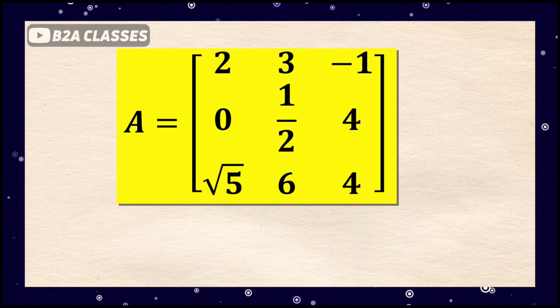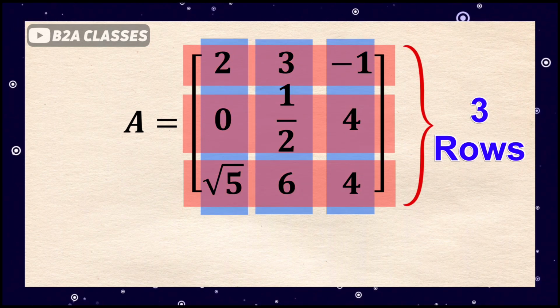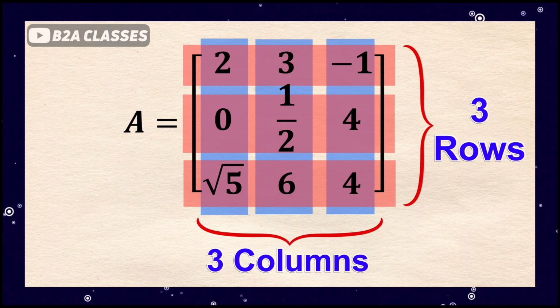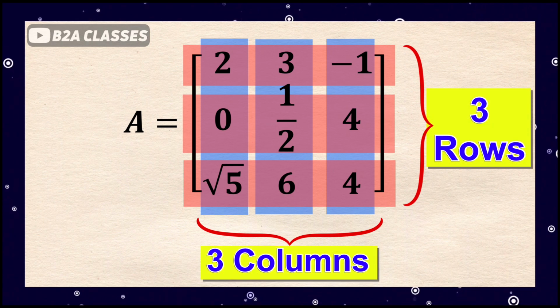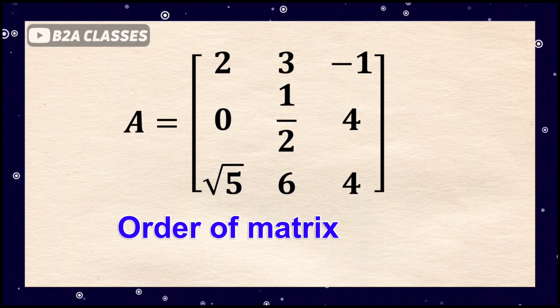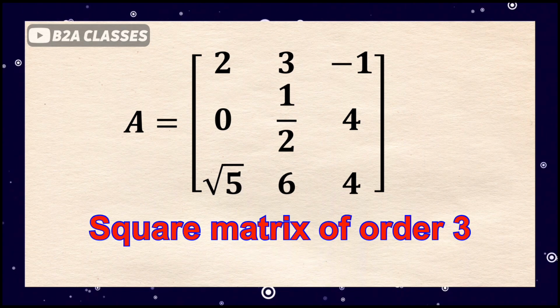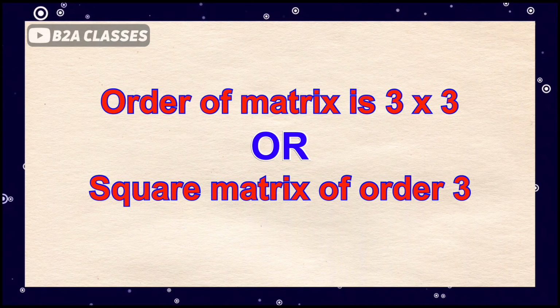In the given matrix, you can clearly see that the number of rows is equal to 3 and the number of columns is equal to 3. Therefore, the number of rows is equal to the number of columns, which means it is a square matrix. So, the order of the matrix is 3 by 3, or we can say square matrix of order 3. Either way can be used to represent order.